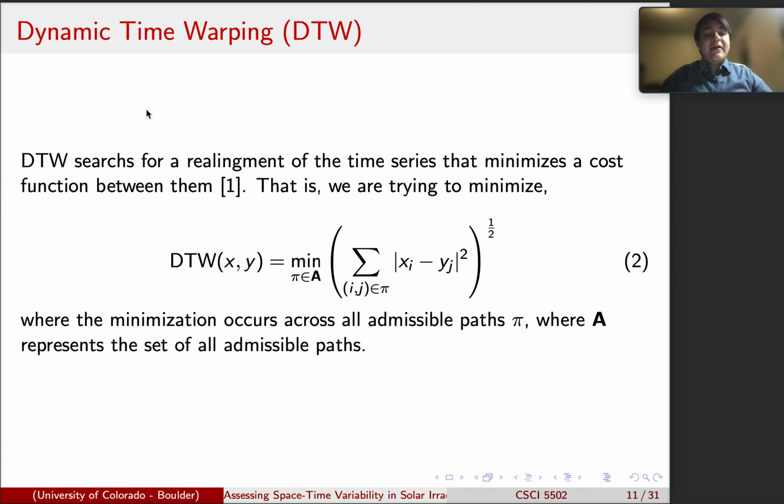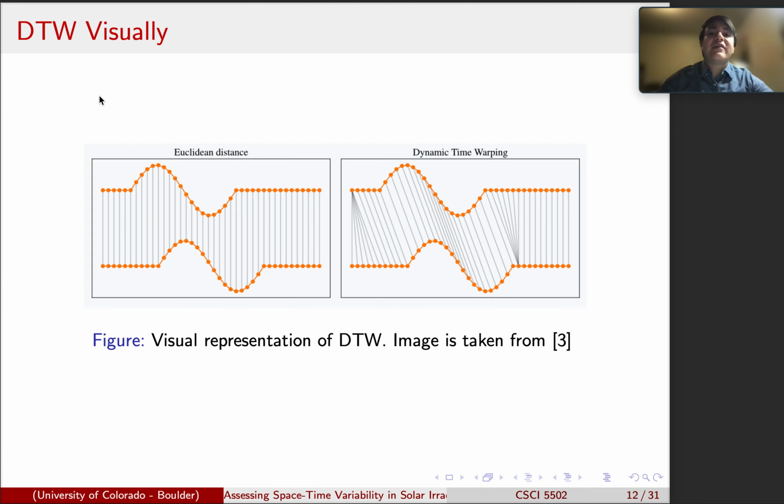The first algorithm we're going to use is called dynamic time warping. DTW searches for a realignment of the time series that minimizes a certain cost function. That is, we're trying to minimize the L2 distance over realignments of the index of each time series that allow them to align as best as possible. For example, here on the left, there are two time series that are shifted. If we were just to calculate the L2 distance between them, we would get a result that is not really representative of the difference between the two.